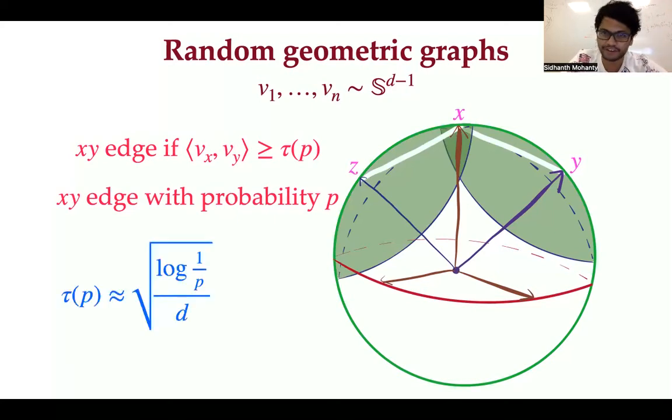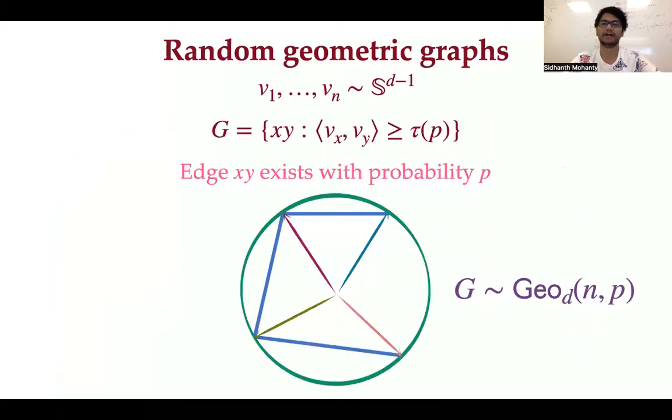Just to give you a sense of how large tau of p is, it's going to be approximately square root of log(1/p) over d. So when d is large, the threshold is actually really small. It goes to 0. And we're going to denote this random graph model with the notation Geo_d(p).